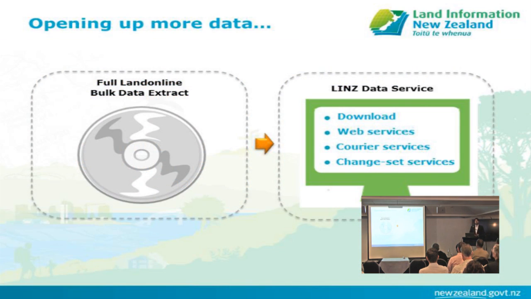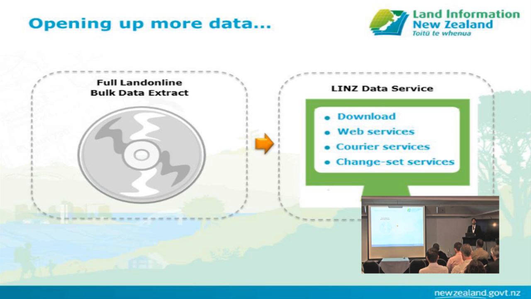So the other data set that I want to touch on is the full Landonline data set. For many of you, you'll be aware that we're already releasing our Landonline or survey and property data set through the LINZ data service. However, it's in, I guess, a simplified but more consumable format at the moment that we sort of term the simplified survey and title data set. Since around about 2000, we have actually been distributing our full Landonline data set through what we called the Landonline Bulk Data Extract, or BDE.